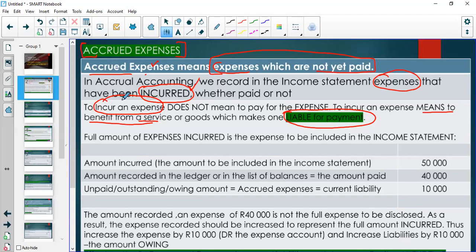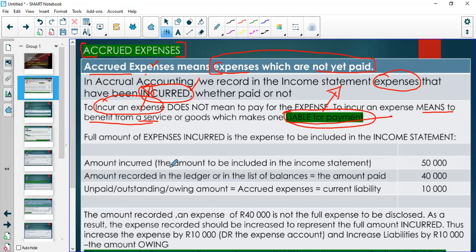So as you can see, you can benefit from a service or a good, but then you may not pay. But in that case, you should record an expense. Although you haven't paid, you must record an expense because you have benefited and you are liable for payment. Regardless of whether you paid or not, the full amount that you incurred during the financial year cycle of 12 months should be recorded as the expense. So if we have an accrued expense, it means some portion has not been paid.